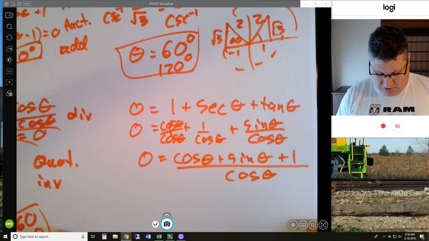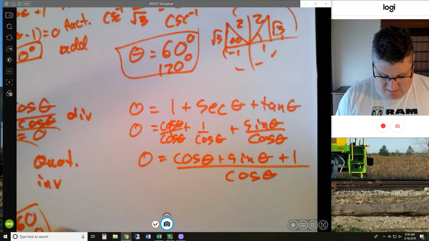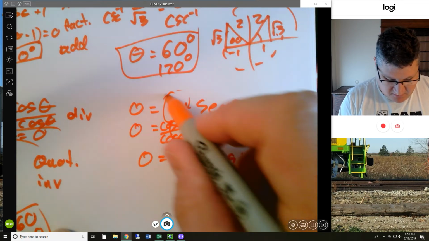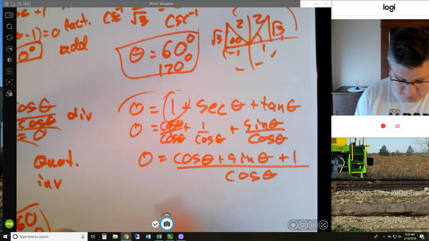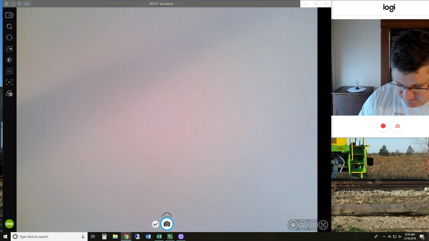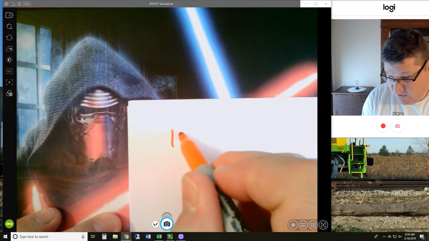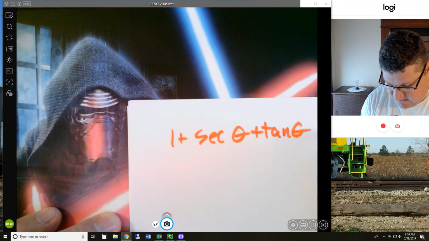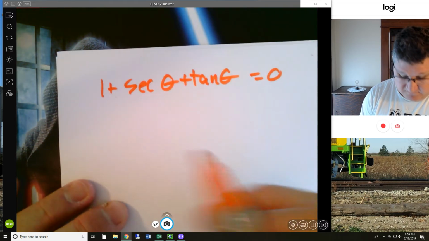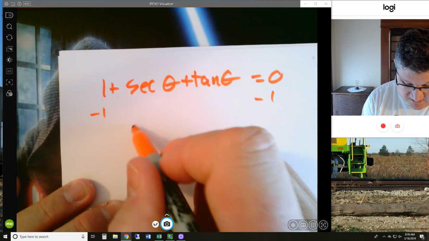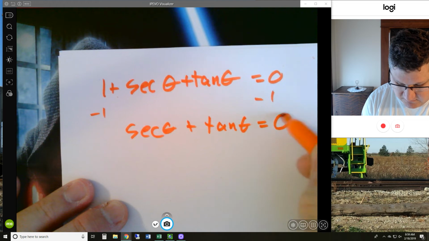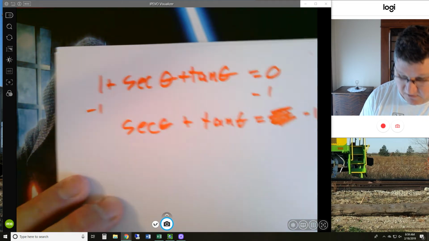I know what I should do. I don't want to do it, but that's okay. Here's what I'm going to do. I'm going to take this, start over, and move it across to the other side. So let's just do that right now. We have 1 plus secant theta plus tan theta equals 0. Okay, so let's minus 1. So I got secant theta plus tan theta equals -1.